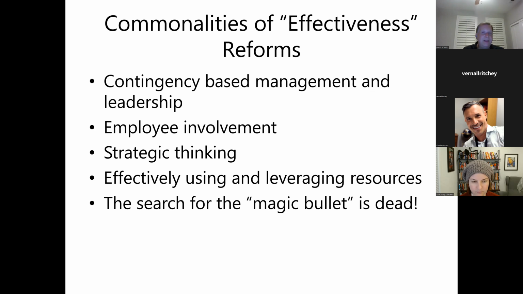But I think the biggest theme that really ties everything we talked about together in this class in terms of effectiveness is that the search for the magic bullet is dead. The search for the one-size-fits-all approach to make the public sector and public organizations effective, that died with the classical school of organization theory. We understand that it really does depend upon the situation. There's no one best approach, but rather what is the most appropriate approach in this given situation.